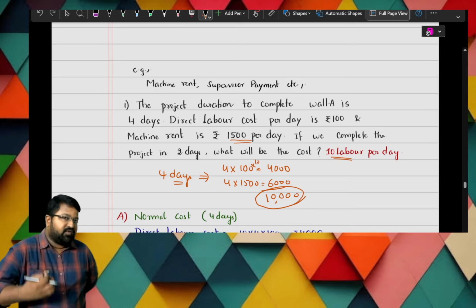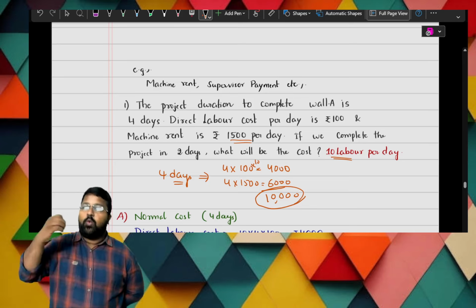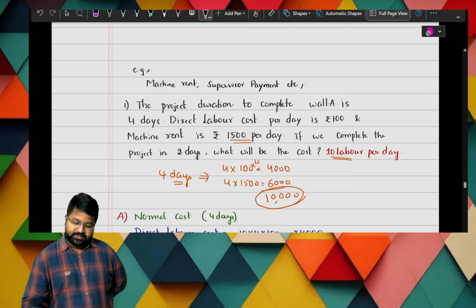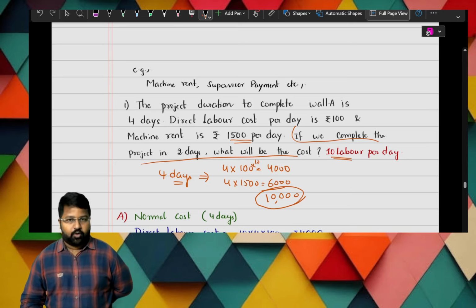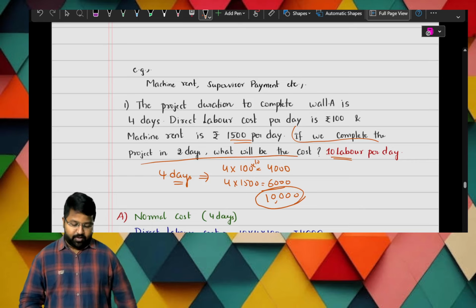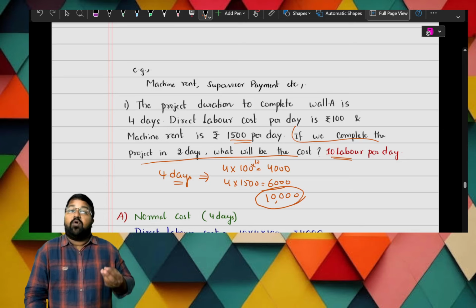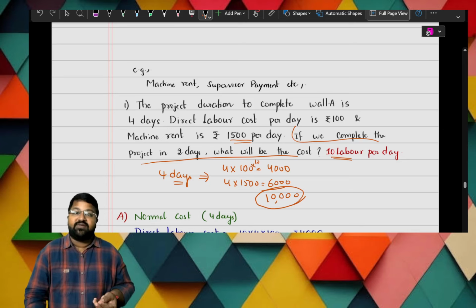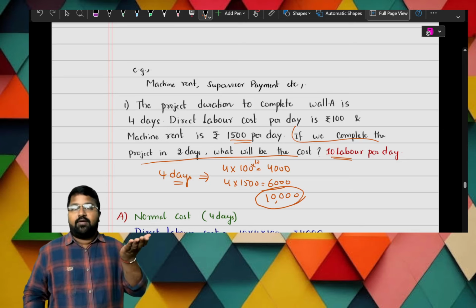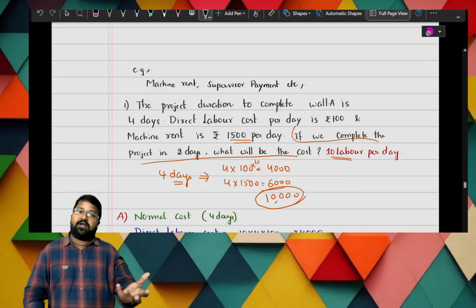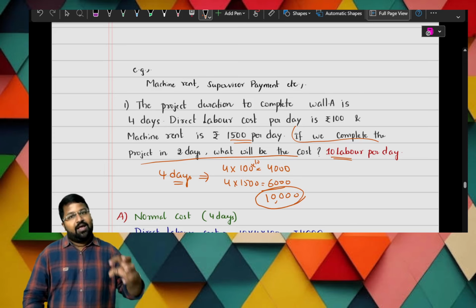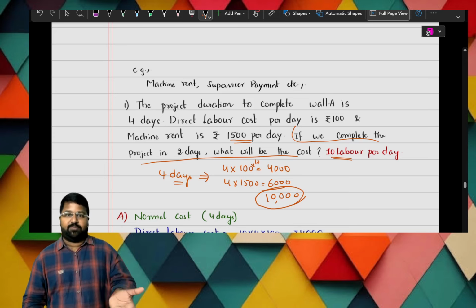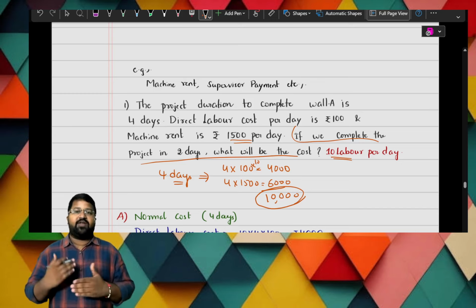Sir, what if we execute the project in 2 days? The question is the same: if we complete the project in 2 days, what will be the cost? Normally, for a project to be done in 4 days, we are using 10 labors. But if we want to do the project in 2 days itself, we may need to increase the labor. Will the labor work extra time free of cost? No. So we have to use extra labor, or the existing labor has to take extra time and work overtime. Further, they charge for it.